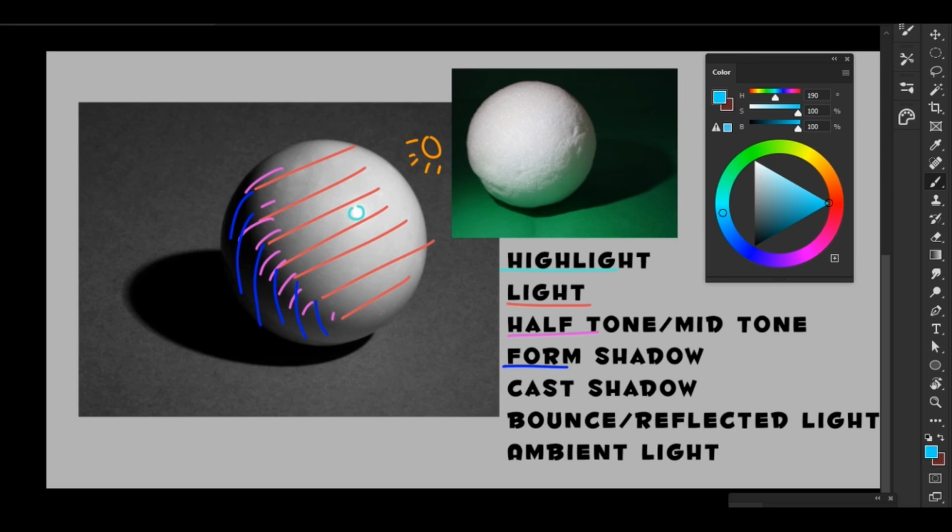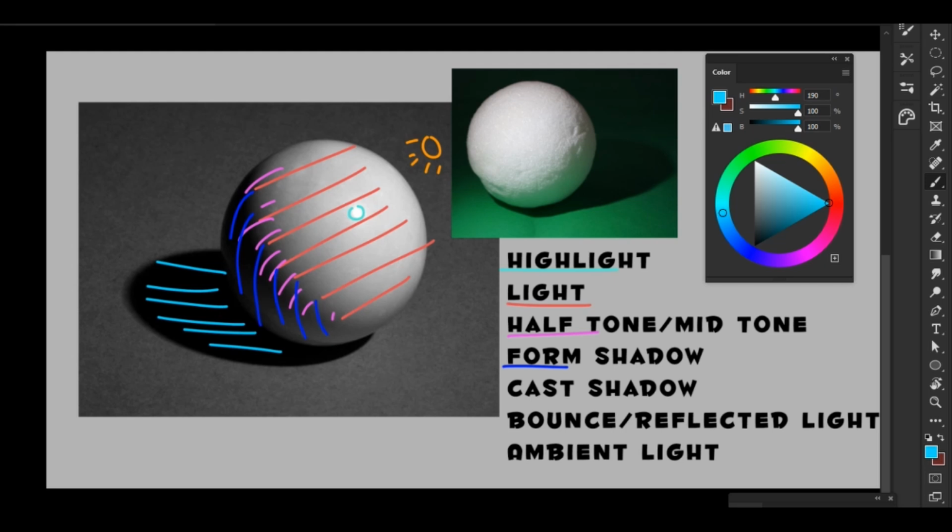So next up, we've got cast shadow. Basically, this is the shadow the sphere throws onto the surface it's sitting on. Since our light is coming from the top right direction, the cast shadow falls to the bottom left. This shadow grounds the sphere, making it look like it's actually sitting on something.